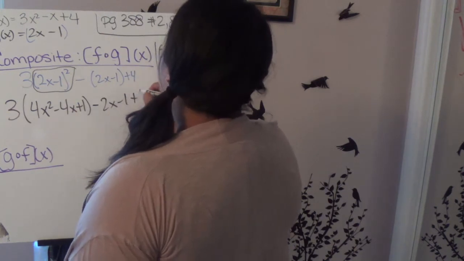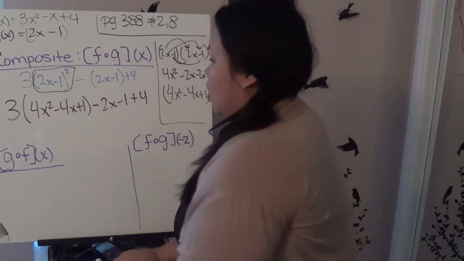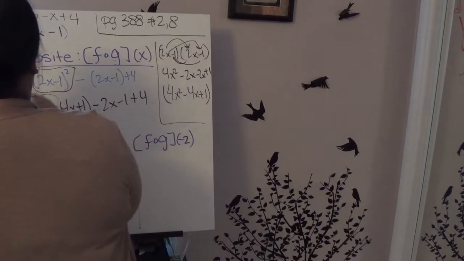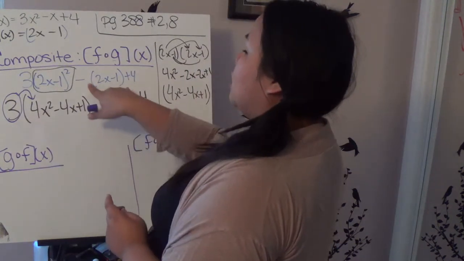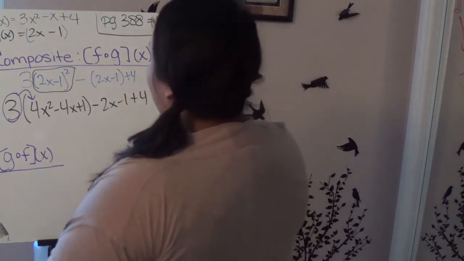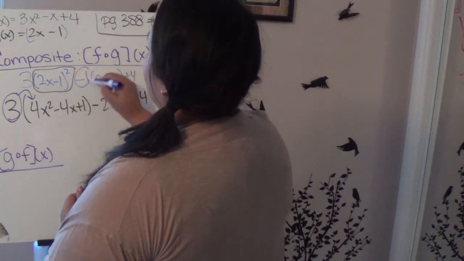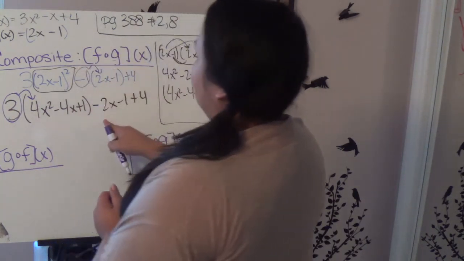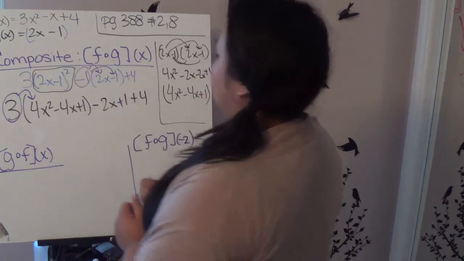minus 1 plus 4. So now I'm going to distribute this 3, and after that I'll have no more parentheses. And I got rid of this parentheses because there's a negative 1 that I need to distribute. So I have this negative 1, and I'm going to distribute, so it becomes a negative 2x. And this negative 1 then distributes here, which becomes a positive 1.